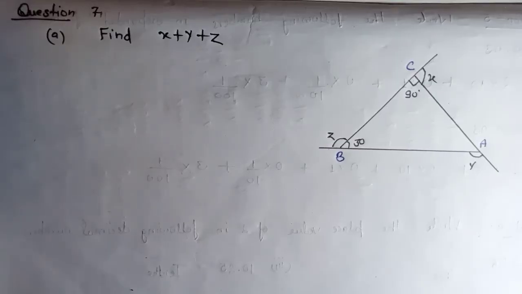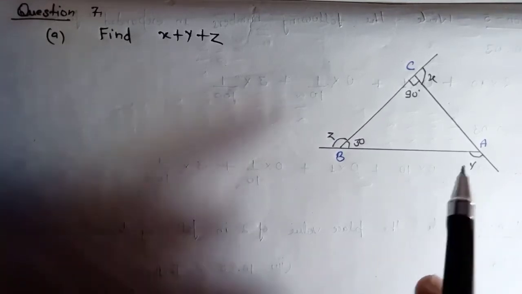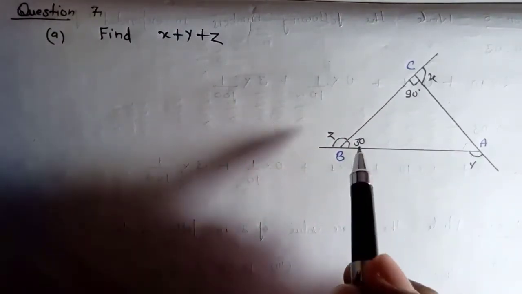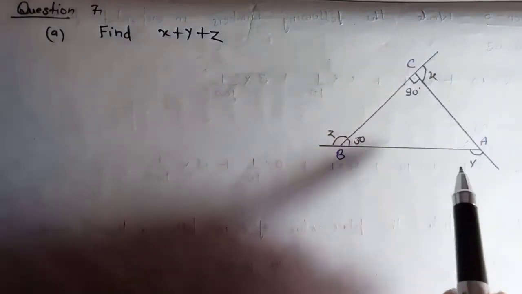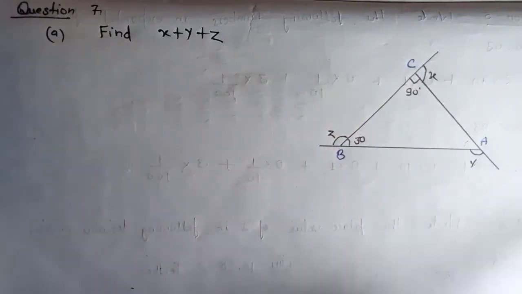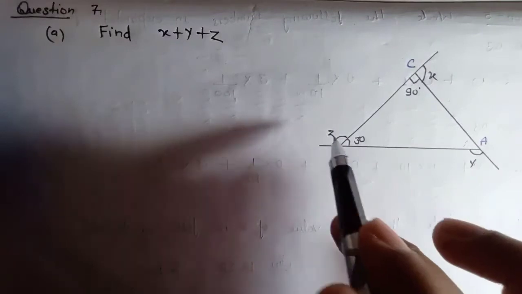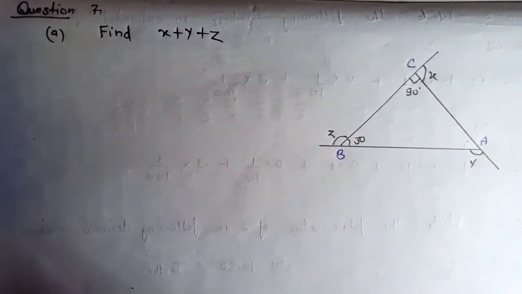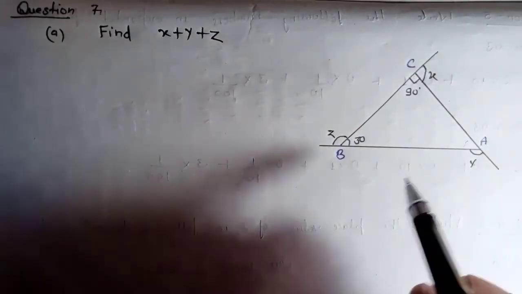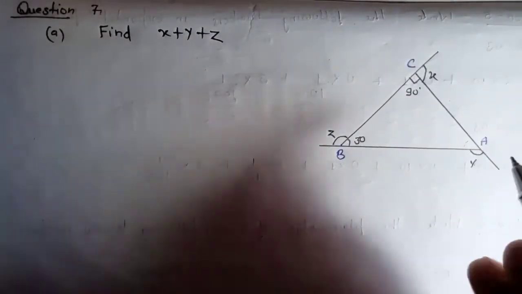Now we have question number 7, and we have to find the value of x plus y plus z from this figure. You can see there is a triangle, and this is 90 degrees, 30 degrees, and this interior angle is not given here, and we have exterior angles x, y and z. We have to get the sum of these angles here. So first, in a polygon, the sum of all exterior angles is 360, but we have to calculate from this formula. So the value of x, the value of y and the value of z you have to get and add them.